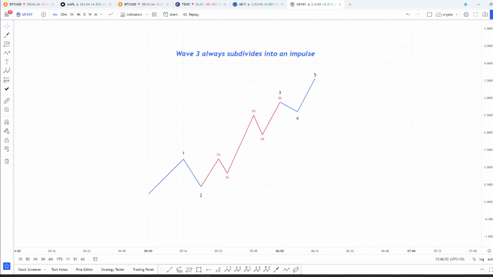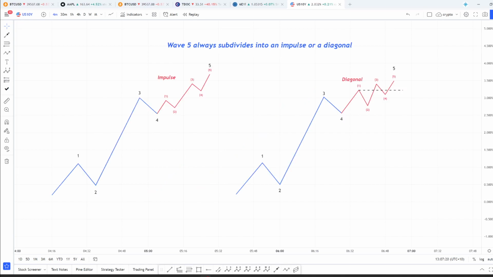Rule 3 states that wave 3 will always subdivide into an impulse. If we don't have a clear 5-wave substructure within wave 3, then the entire structure is not an impulse. Rule 4 states that wave 5 always subdivides into an impulse or a diagonal. Diagonals in the wave 5 position are not uncommon things that you will find in the market.